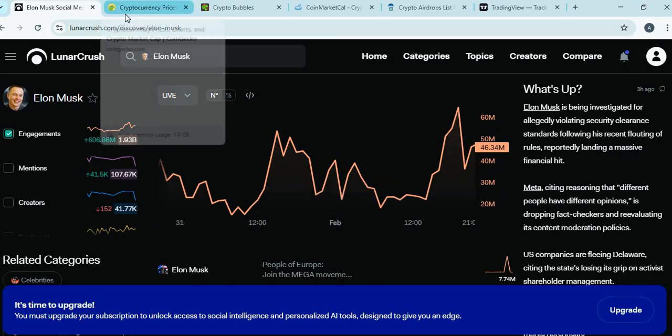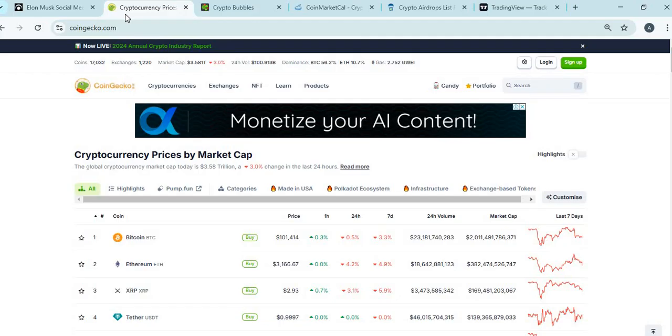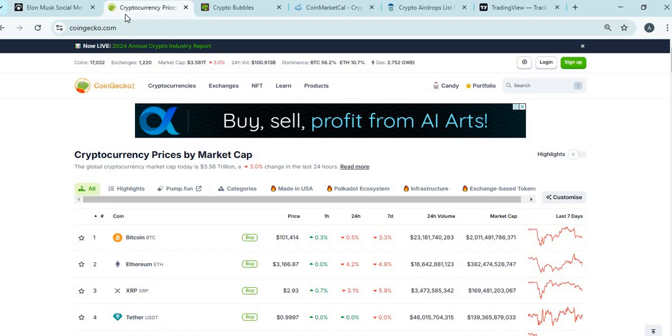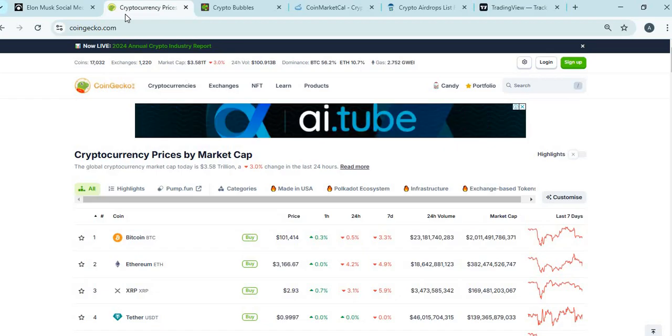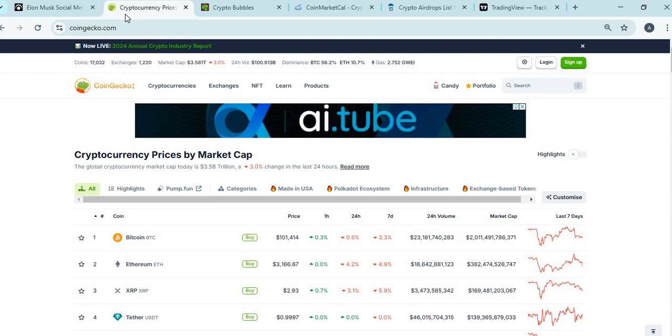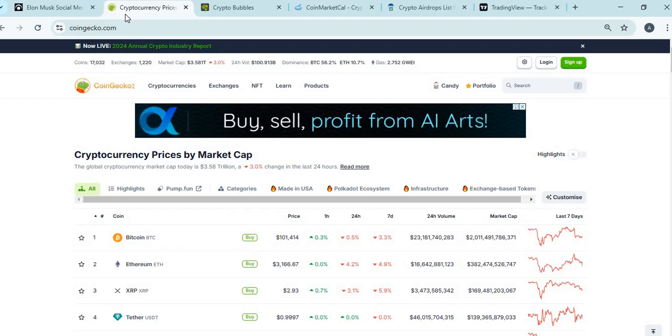The next one I want to talk about is CoinGecko. See CoinGecko, there's nothing you are looking for in the market that you can't find here. Whatever coin you are looking for and it's not here, I would not say you should not invest in it, but at least take your time and do more research.